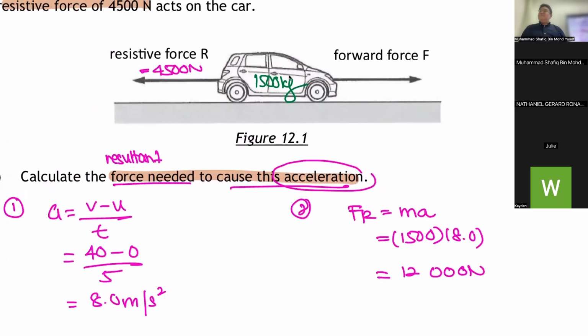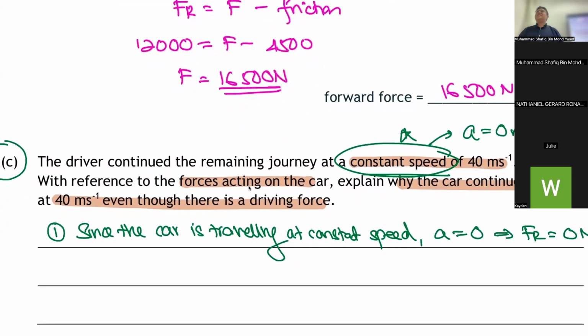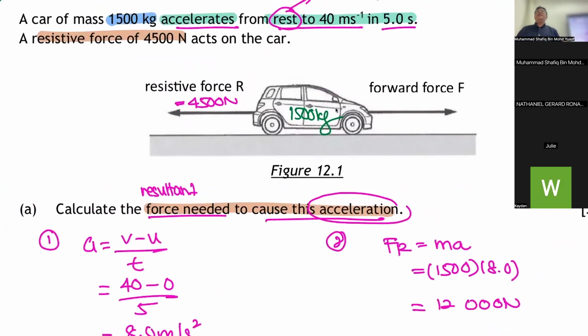What happened? True, but that doesn't really address the forces, right? Because they want you to explain based on reference to the forces acting on the car. So if there's no resultant force, everyone, what does it mean? Come, anyone want to try?